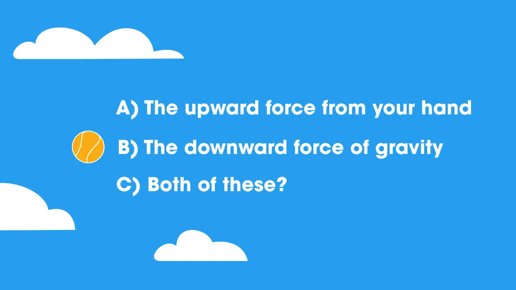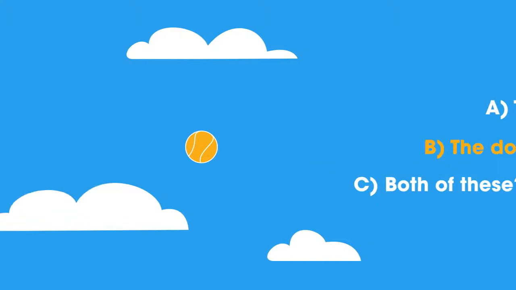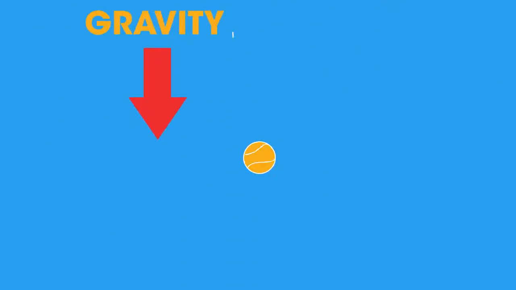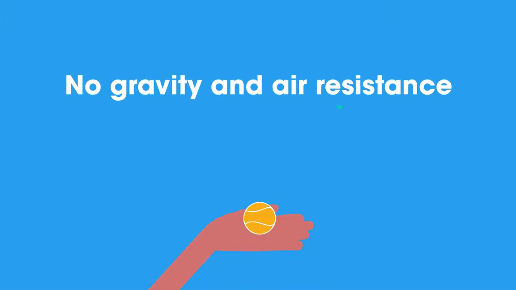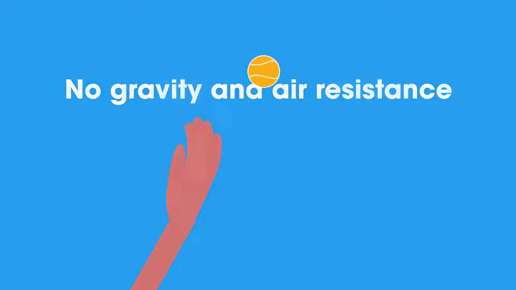The answer is just the downward force of gravity, which gradually slows the ball, stops it, then brings it back down, making it fall faster and faster. Without gravity and air resistance, the ball would just go on travelling in the direction of your throw. Yes, the ball thrown up in the air comes back.